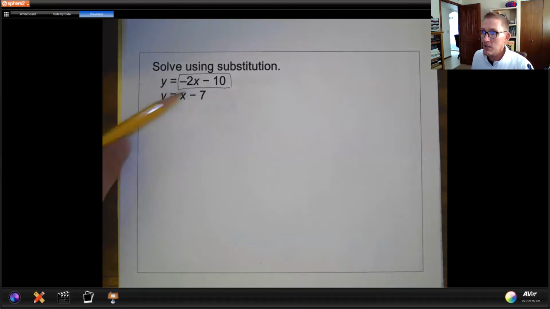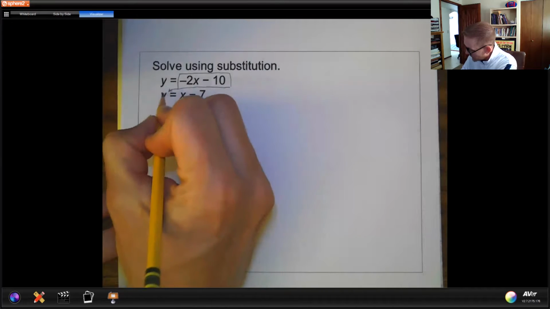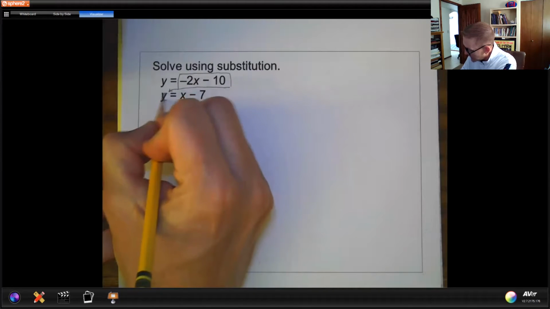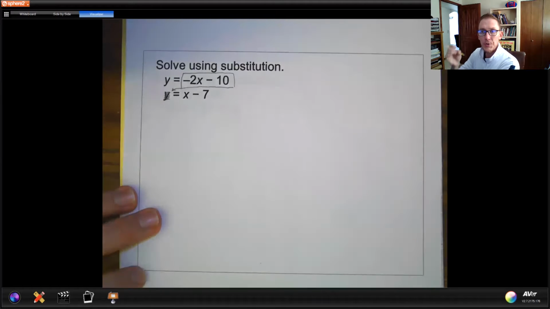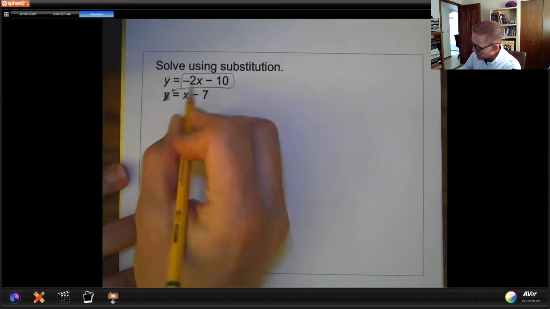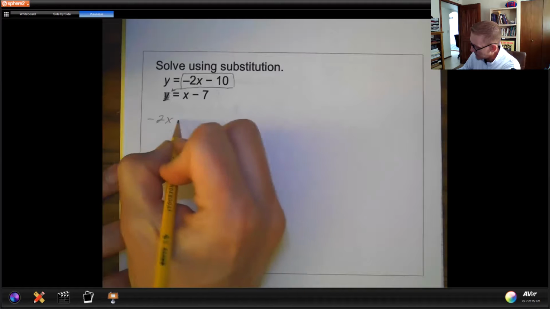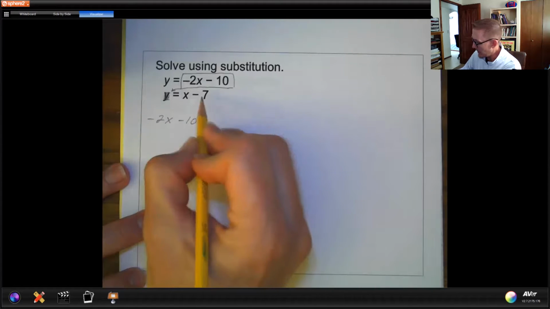So I am going to take this expression and substitute it into the other equation where I see the letter y. So the letter y is going to get replaced with that expression. And that's what you're going to do. You're going to take an expression and substitute it into the other equation wherever you see the variable. So this letter y gets replaced with -2x minus 10 equals, and on the other side I have x minus 7.